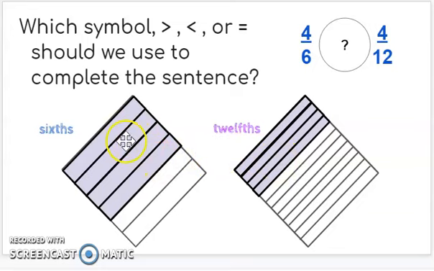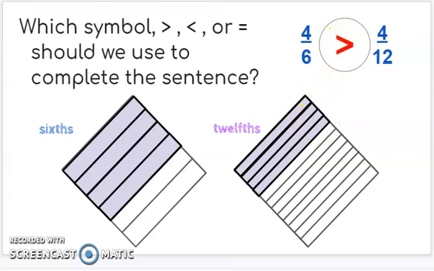Really look and think about how much is shaded in of the whole on both of these shapes, and put the correct symbol here. What should it be? Well, we can see with our eyes and know that sixths are bigger than twelfths. So 4 sixths is much greater than 4 twelfths.